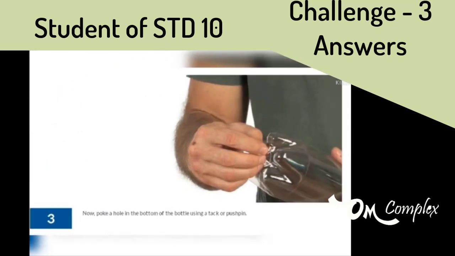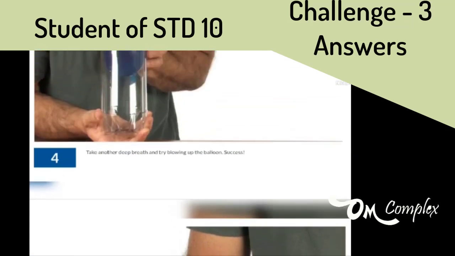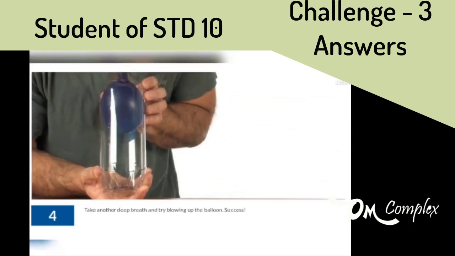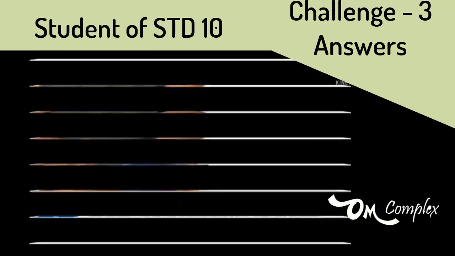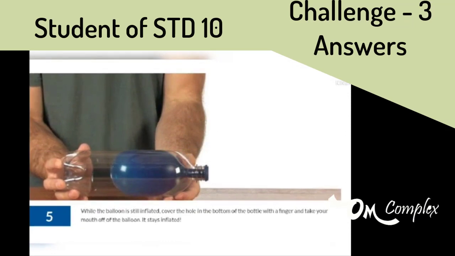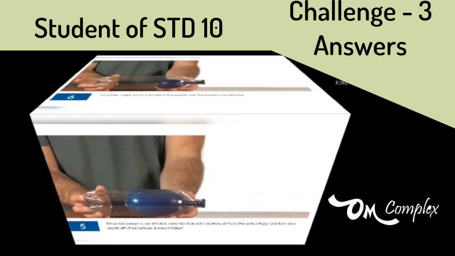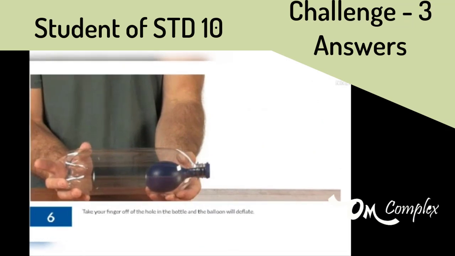Now poke a hole in the bottom of the bottle using a push pin. Take another deep breath and try blowing up the balloon. It's a success. While the balloon is still inflated, cover the hole in the bottom of the bottle with a finger and take your mouth off the balloon. It stays inflated. Then take your finger off the hole in the bottle and the balloon will deflate.